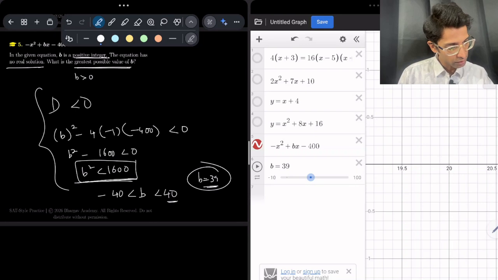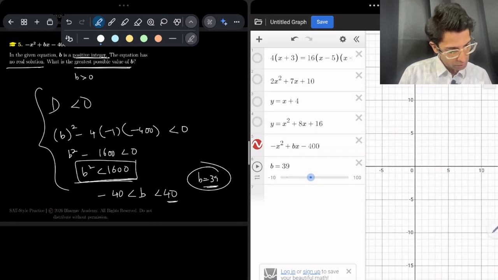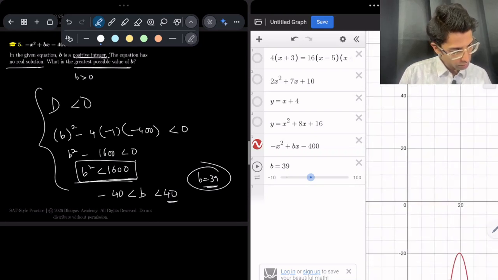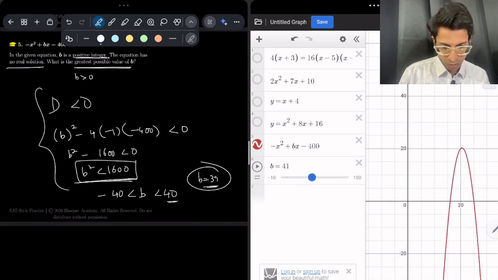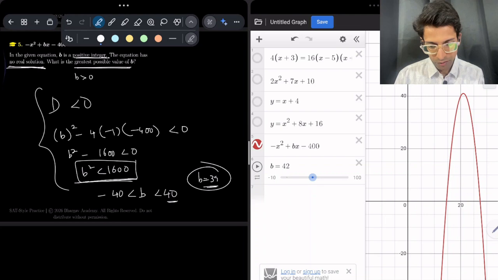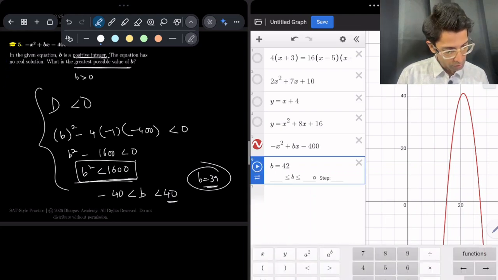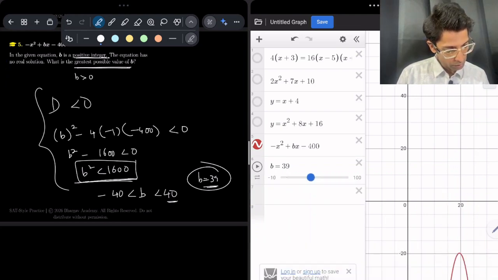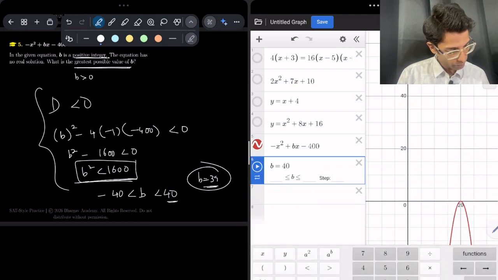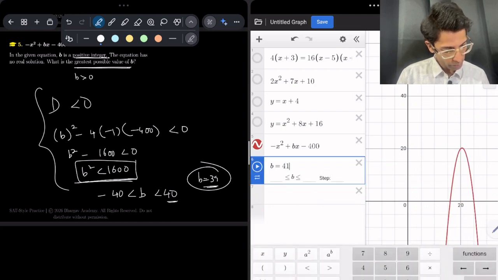Let's see where 39 is. If I make this 40, 41, I have two solutions. The question is saying it should not have any real solution. So 40 is not going to work. 41 is also not going to work because it has two solutions.